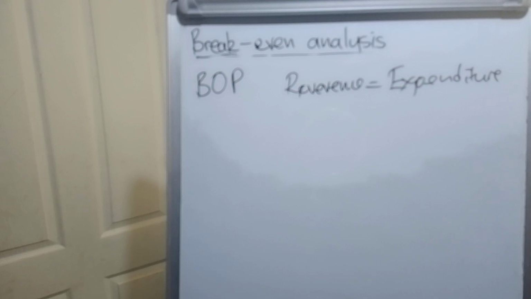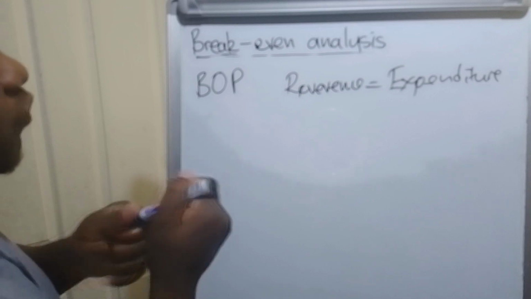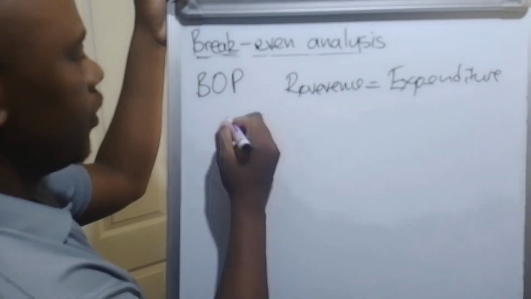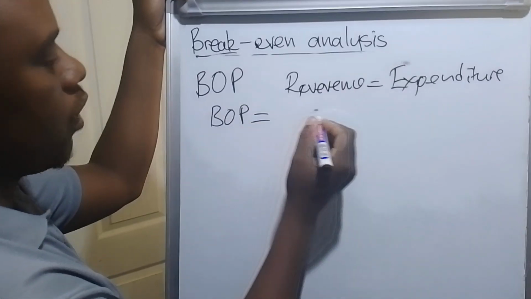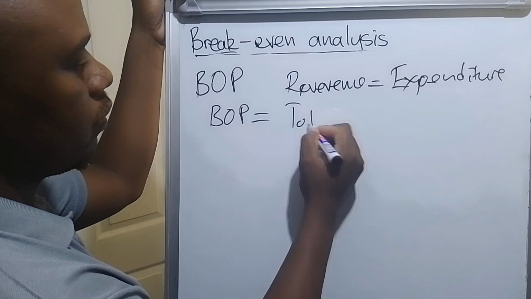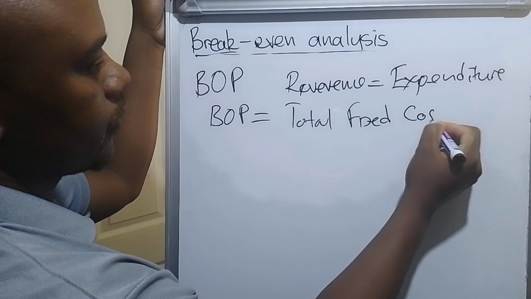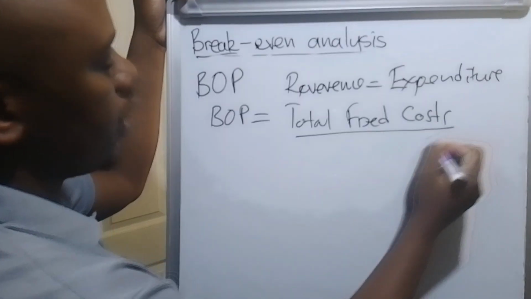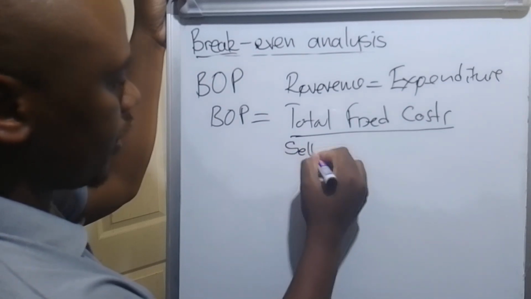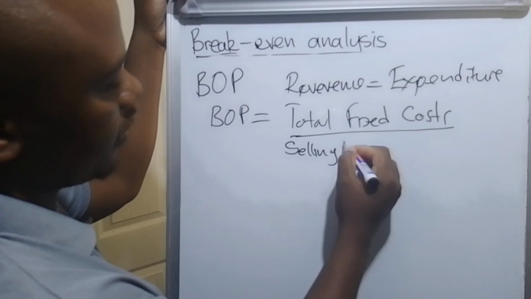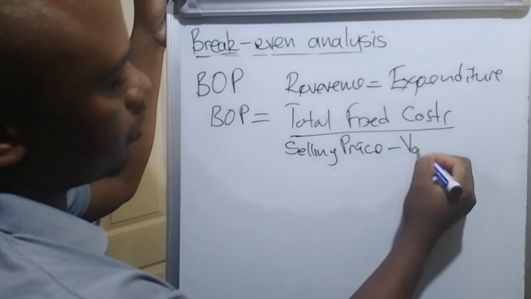In cost accounting, we calculate the break-even point using a formula. The formula goes like this: break-even point, BOP, is equal to total fixed costs divided by selling price minus variable cost.